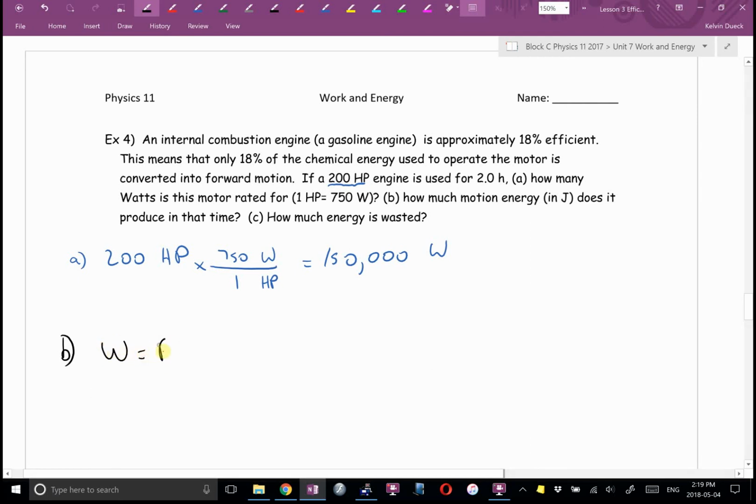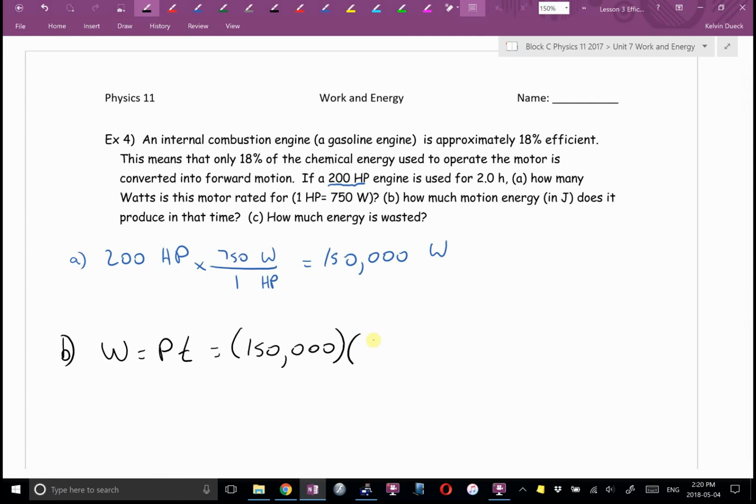I could probably try force times distance, except I see neither a force nor a distance anywhere in this question. So why don't I use my answer from part A, which was power? You've seen that little dance before, yes? Use the previous answer to find this. So it's going to be 150,000 times t.